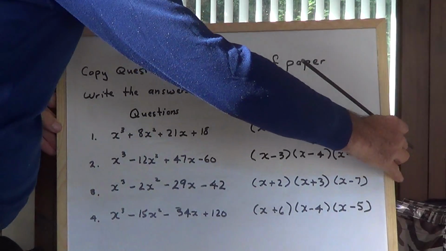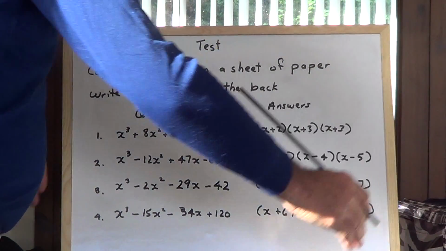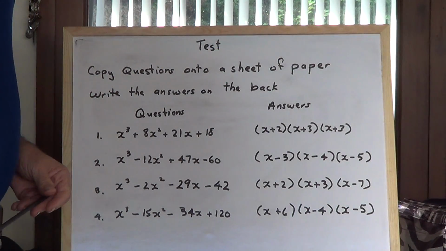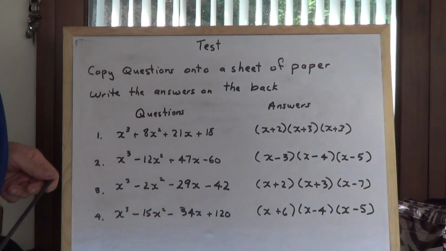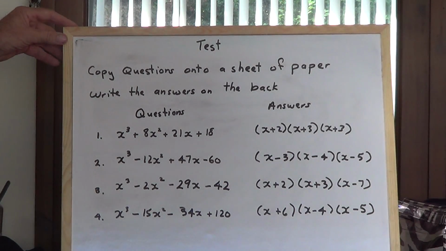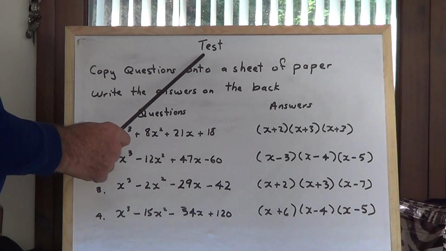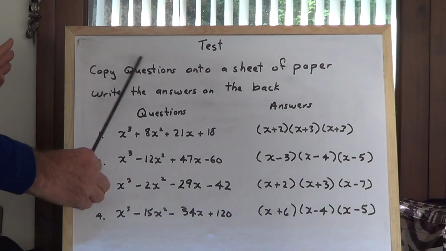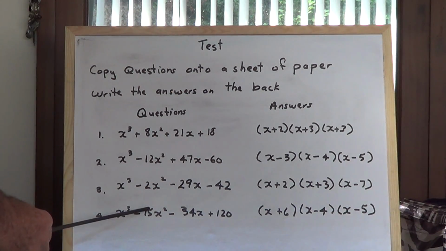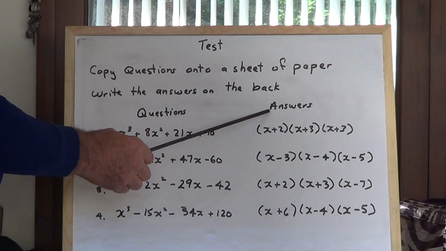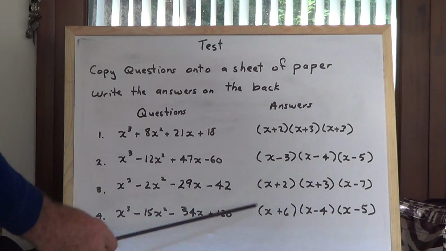Now, final thing. Now, if you want to learn something and retain it, you have to do something. So this is what I've done for you. I've made up this test. Now, what you do is you get a sheet of paper, copy those questions there, turn the sheet of paper over, put the answers on the back. All right.